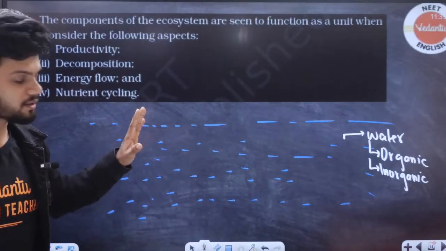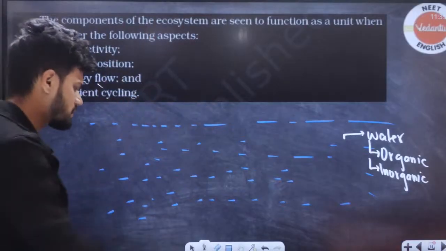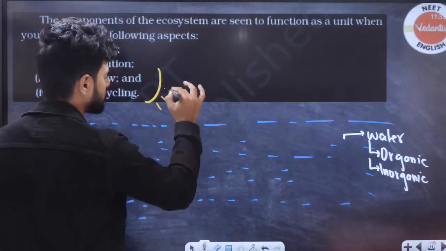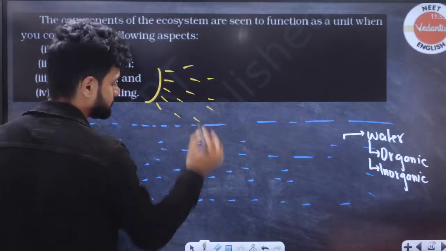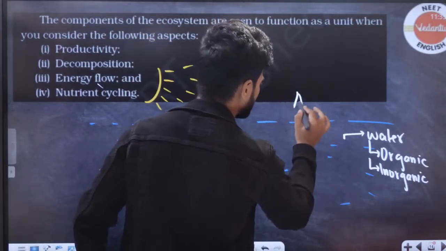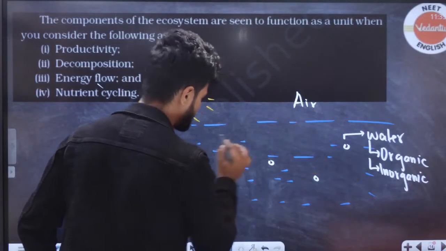Okay, water is there. Now students, do you find sunlight here in the ecosystem? Yes. Sunlight has to be there. Without sunlight, the ecosystem is incomplete. Sunlight is falling on the water body. Now, do we also have air? Yes, we have air here. We have certain gas bubbles inside also. Air is there.